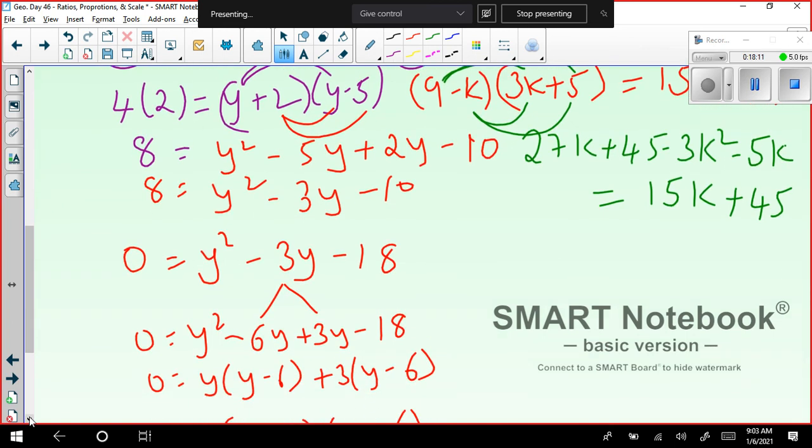Put all the k terms together on the left hand side first. 27k minus 5k gives us 22k. So I'll have 22k, negative 3k square, plus 45 on the left side, and on the right side I'll have 15k plus 45.